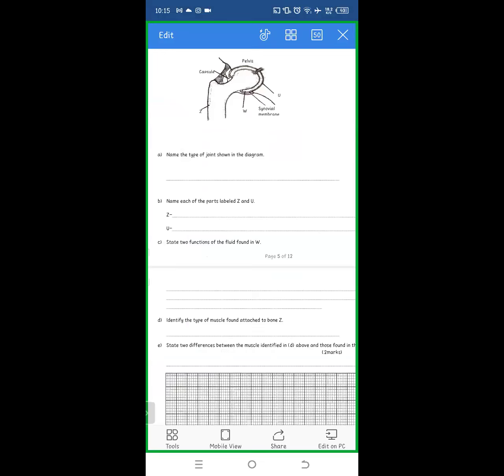Is that a very concrete reason? For a ball and socket joint, we can see that there is a depression, and the other bone which fits into that depression has a rounded head. That is how we define a ball and socket joint. There is a ball, a rounded head, and a depression into which that rounded head fits. That is very good. That is a ball and socket joint.